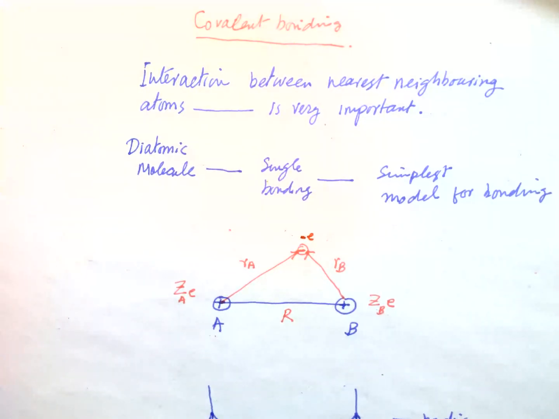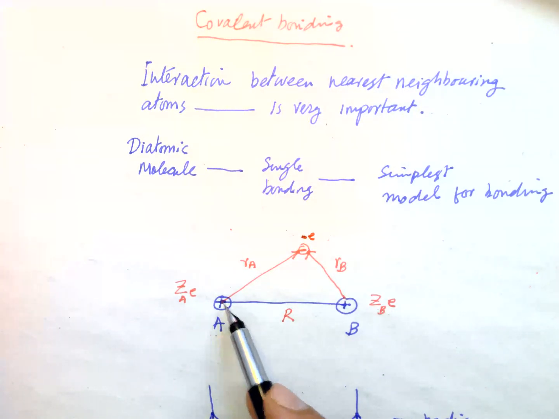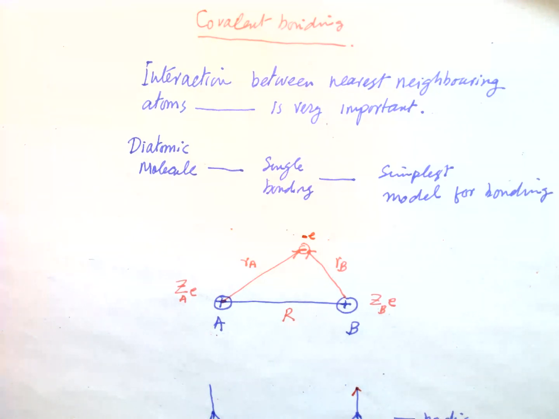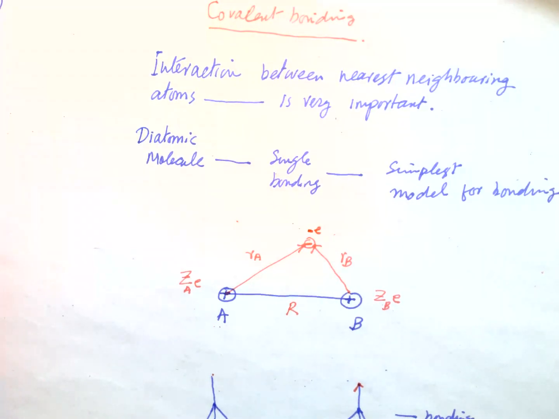And this is the wave function. This is the nucleus of A, and this is the nucleus of B. This is the amplitude, and this is the separation. This one is bonding, and this one is anti-bonding, and this is the energy.